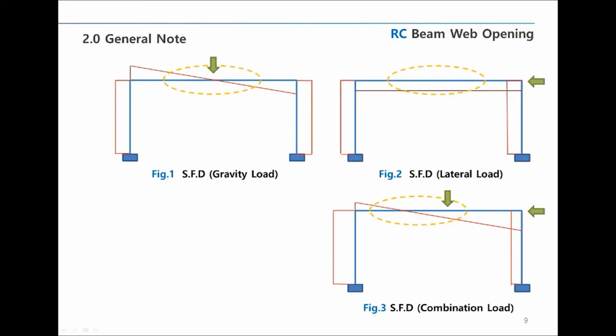So, judging from these analysis results, it is most appropriate to locate an opening in the central part of the beam, since the middle section of the girder is the point where the least load occurs.